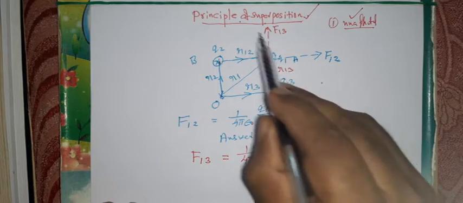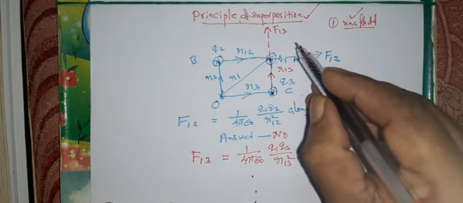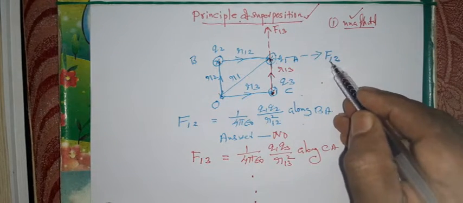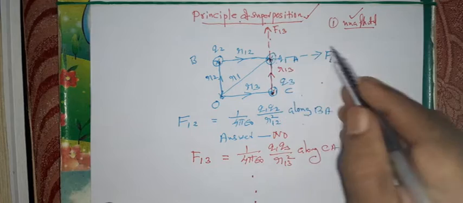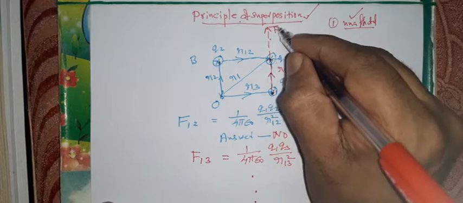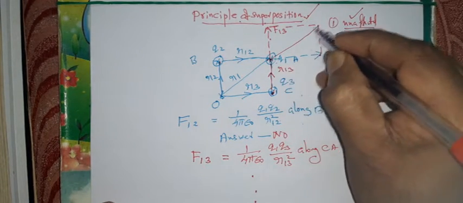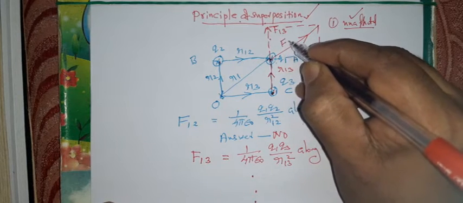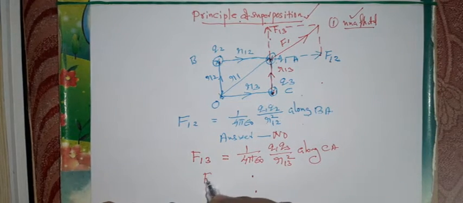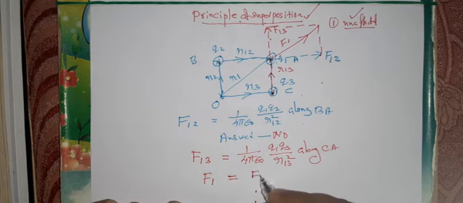The question is, what is the total force? To find out the total force, we know it is the vector sum of F12 and F13, because the forces are vector quantities directed along these directions. To find out the vector sum, you can construct the parallelogram. Then the diagonal will give the total. The total is F1. Therefore, F1, the total force acting on Q1 due to Q2 and Q3, is given by F1 is equal to F12 plus F13.